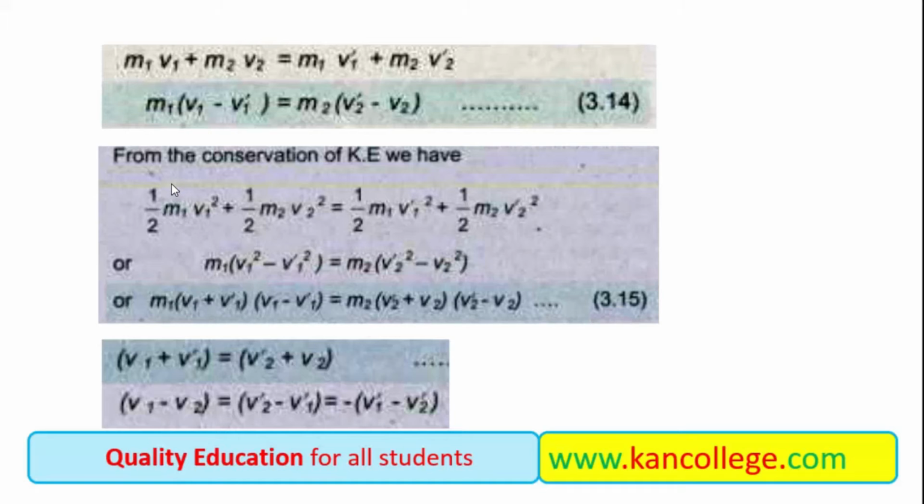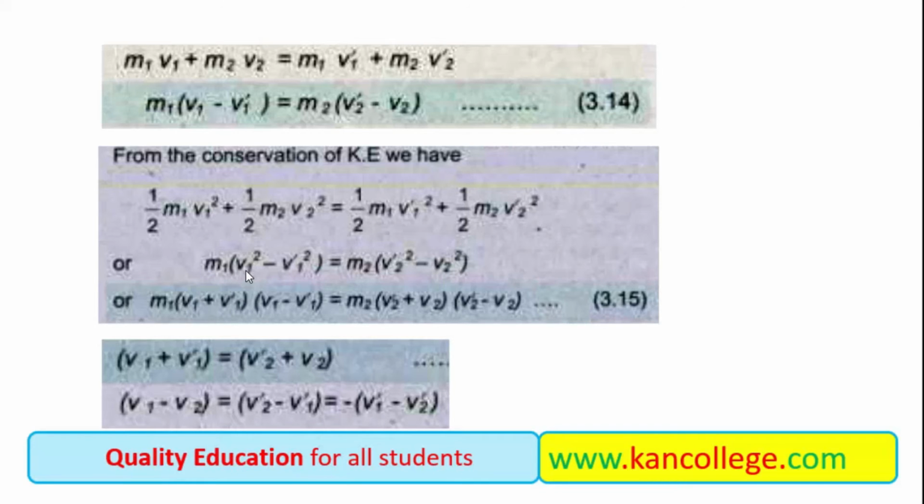And by multiplying both sides of the equation by 2, the 2 gets cancelled and we get the relationship m1 v1 square minus m1 v1 dash square. As we have moved the m1 containing terms to the left hand side and m2 containing terms to the right hand side, and taking m1 common, we get the result.